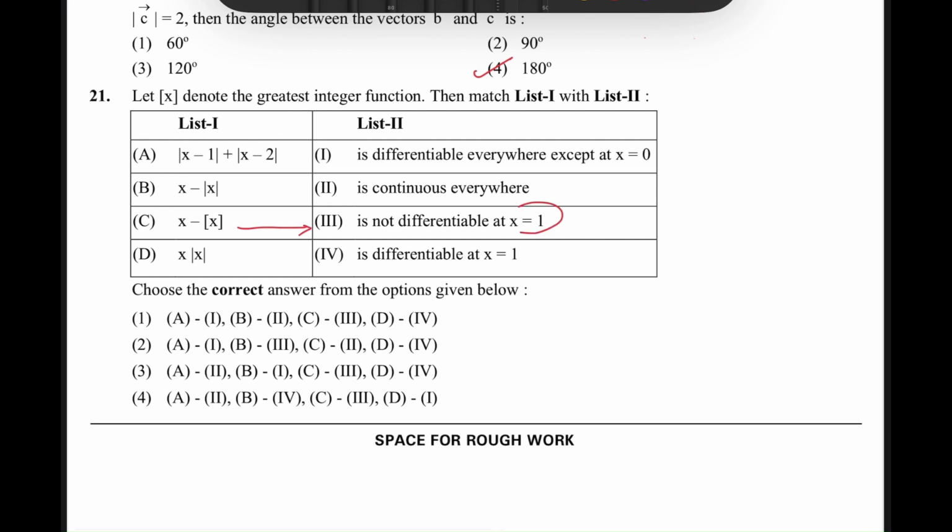Yes, it is true, because 1 is an integer and this is not differentiable at integers. And he's saying it's differentiable at 1. No. So this matches with third. So C matches with third. So option 2 is incorrect.